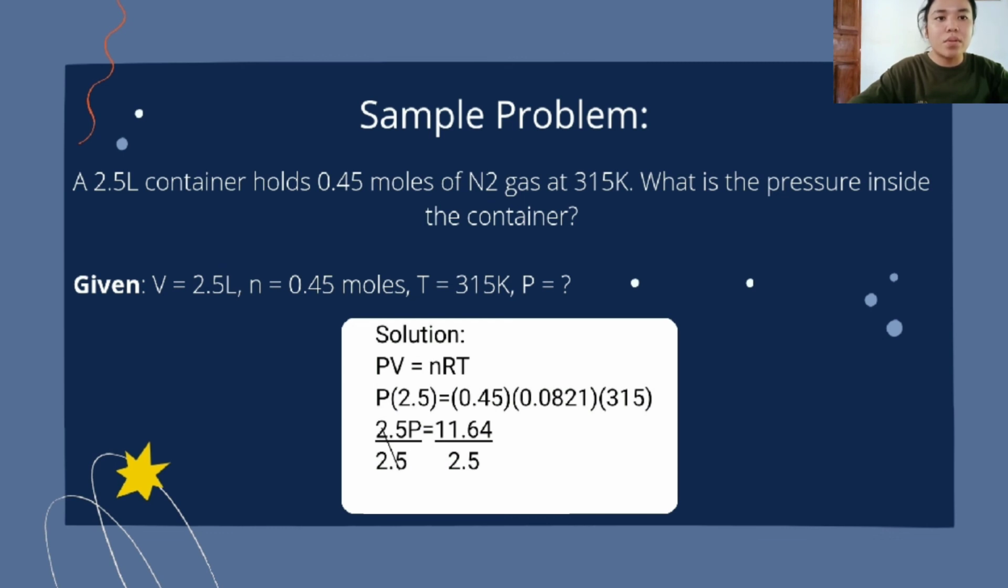So P times the volume 2.5 equals n, which is 0.45, times R, which is 0.0821, and times T, which is 315. Now let's multiply. 0.45 times 0.0821 times 315 is equal to 11.64. And now, we're going to divide both sides by 2.5 to get P by itself. So 11.64 divided by 2.5 is going to give us a pressure of 4.66 atm. And that's how we solve an ideal gas equation.